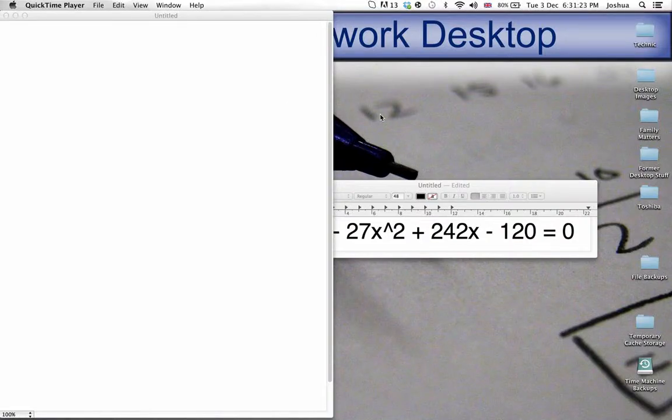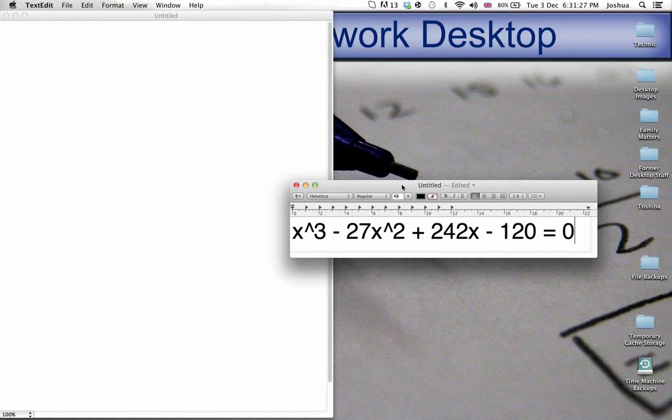Ladies and gentlemen, I present to you Jack Marsh's equation. There you go. You can see it there. That is the equation: x cubed minus 27x squared plus 242x minus 100 and... That's not right. Sorry. That should be 720x. No, sorry. 720 is equivalent to 0. So you can see that there. Yes, that is Jack Marsh's equation.